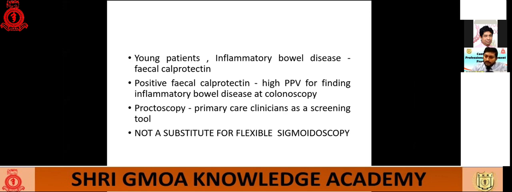In a GP setting, we can do a proctoscopy as a screening. The only thing we have to remember is that even though we do a proctoscopy, we should send these patients for a flexible sigmoidoscopy, because a proctoscopy cannot substitute a flexible sigmoidoscopy. Why do we do a flexible sigmoidoscopy? If you look at colonic cancers, about two-thirds of the cancers occur on the left side of the colon.